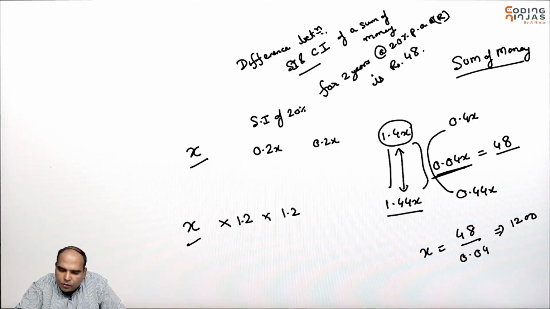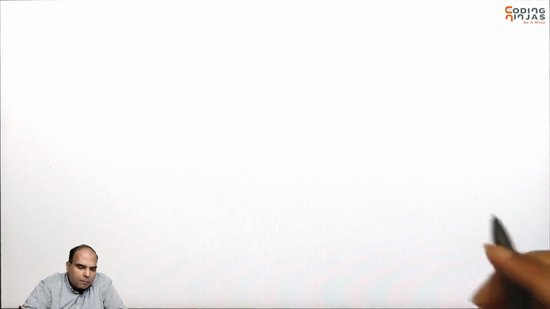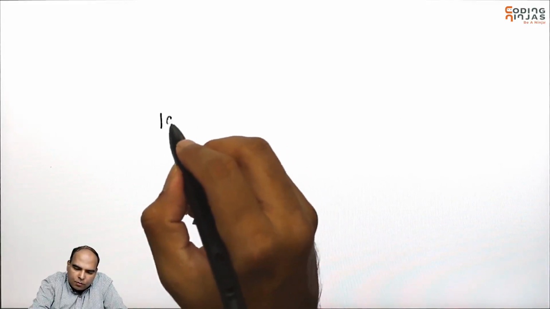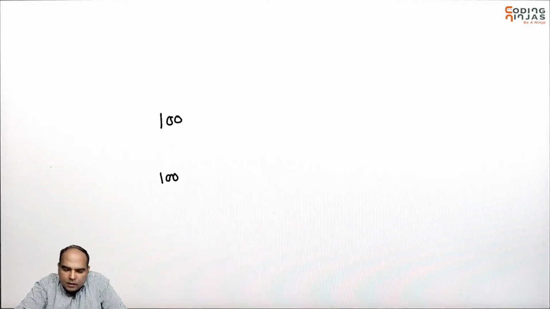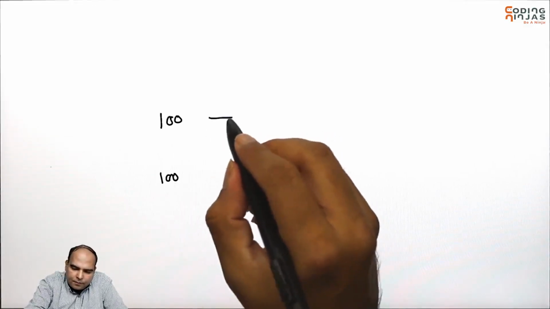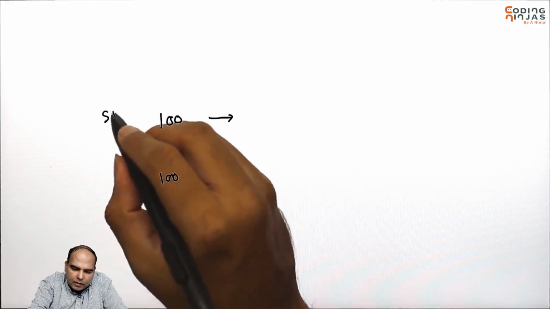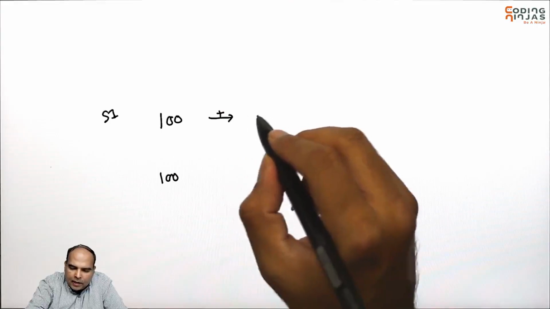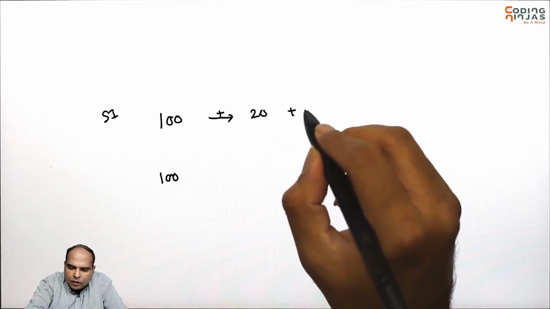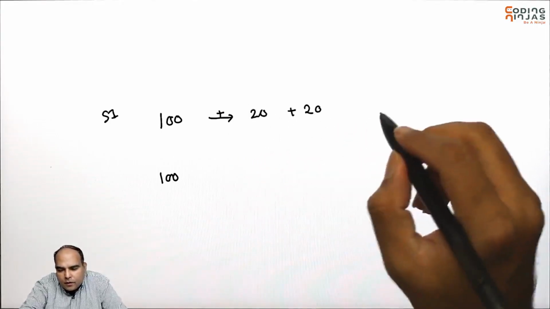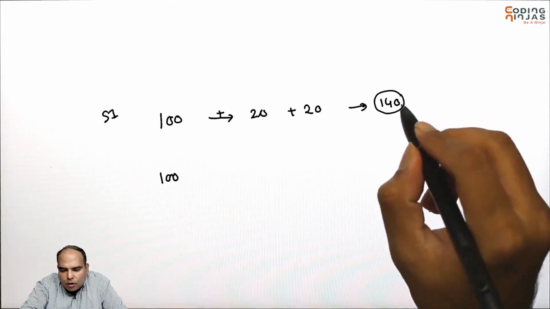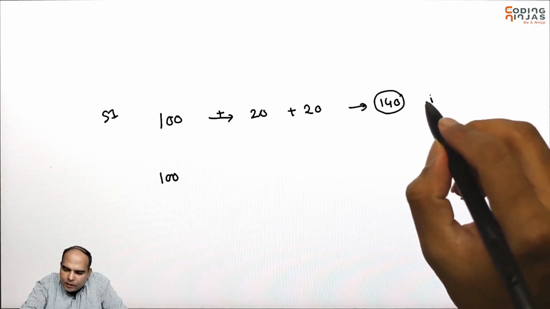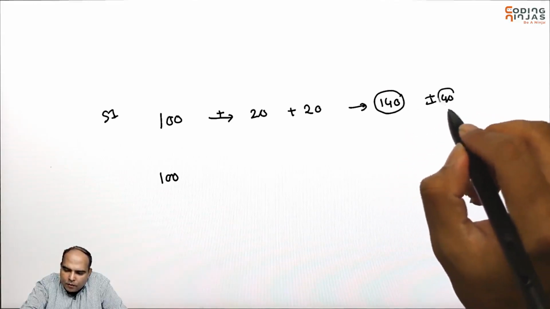Another way of doing it is through the percentage structure that I showed you, the multiplier construct. If you assume the principal as 100, then in simple interest context, the interest will get added as 20 per year. So after 2 years, your amount is 140, which means the interest earned is 40.